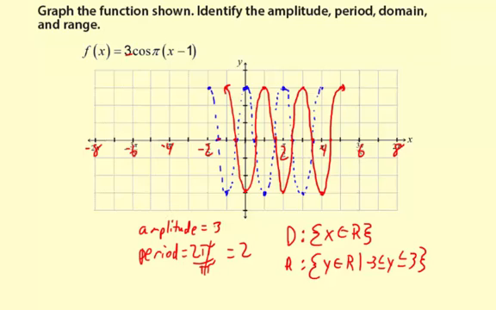Okay, so the amplitude was 3, the period was 2, the domain is x is an element of the real numbers, and the range is y is an element of the real numbers, so that it's between −3 and 3. And there's the graph.